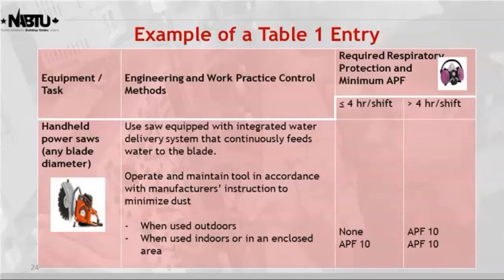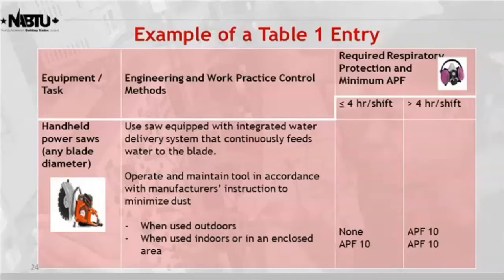Okay, so looking at this, the chart's pretty easy to read, but basically it's a matter of what type of respiratory protection you're going to implement. It depends on the duration: less than 4 hours or more than 4 hours. According to this chart, if you're using this saw outdoors for less than 4 hours, there's no protection that's needed because you have a water system attached to the tool. So if you look at it, less than 4 hours, it's got none.